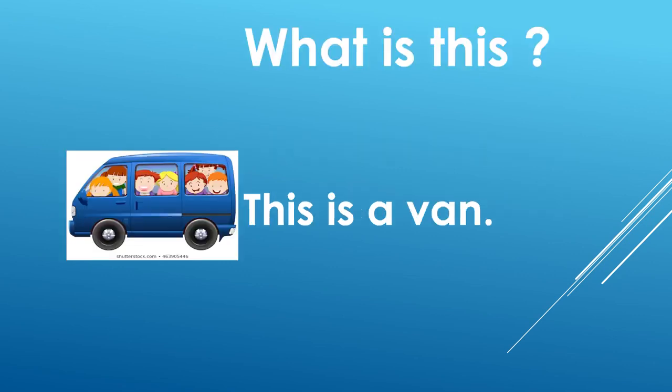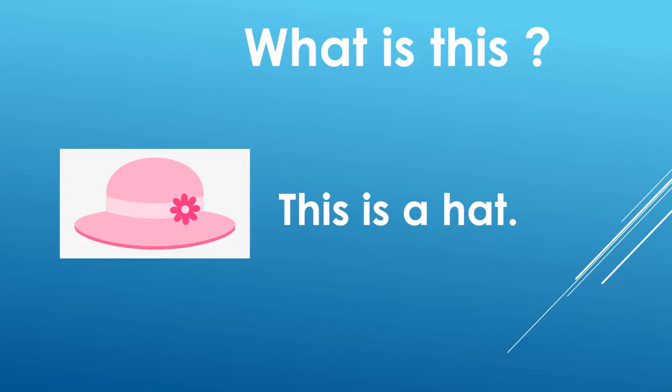Now, this is used for objects that are very close to us, that we can touch also, and those are very near to us. Now, what is this? What do you see in this picture? Now this van is very close. So what will we use? How will we frame the sentence? This is a van.